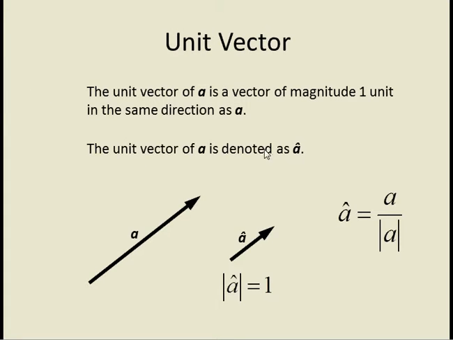We also got to talk about unit vectors. A unit vector is the same direction as a vector, but of length 1 unit. You can see here, there's vector A. This is another vector that's exactly the same direction, but its magnitude is 1. With unit vectors, we denote them like this, and I say A hat. Okay, this is vector A hat.